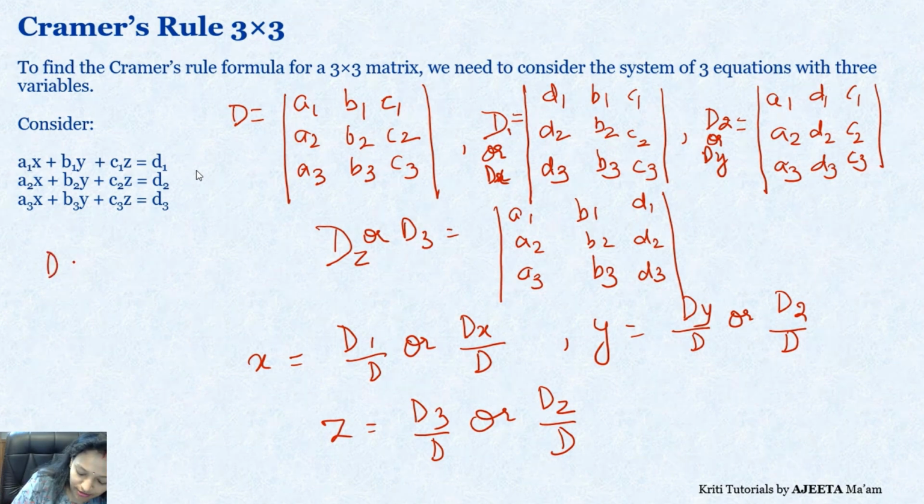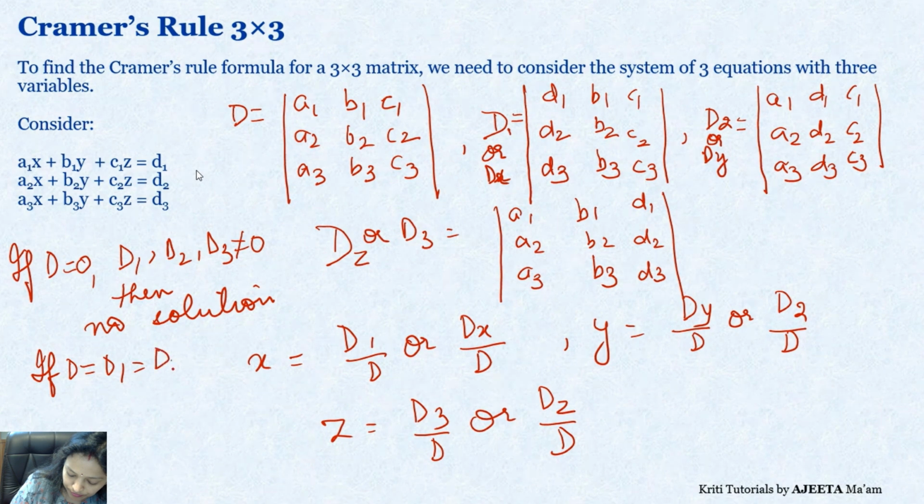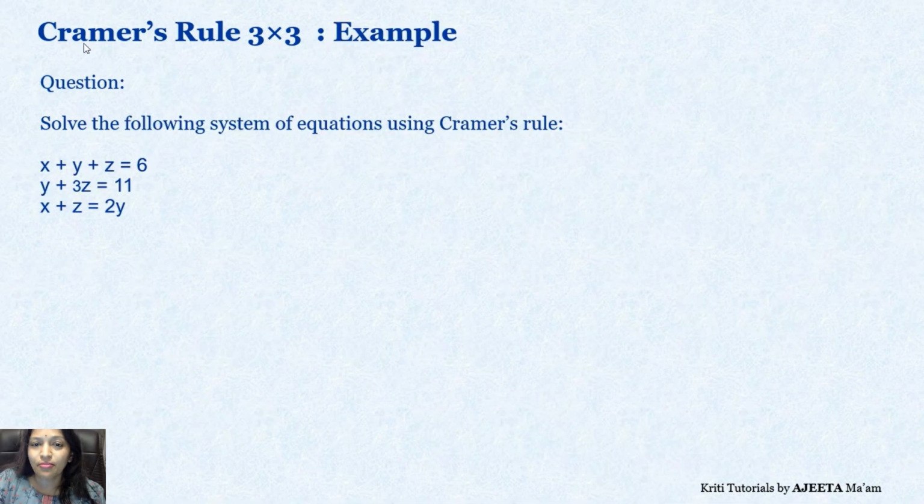Okay, I will just write it here. If d is 0 and any of d1, d2, d3 is non-zero, then no solution. If all are 0, then we have infinitely many solutions. Right? This is what we have. And if D is non-zero, then of course we have a unique solution. Clear to all?